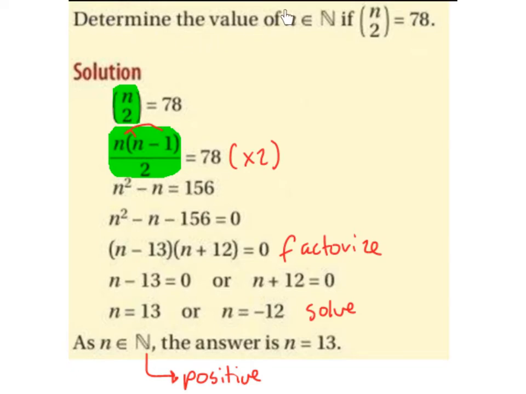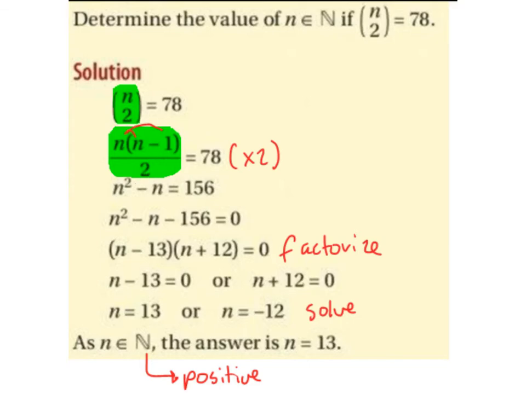Determine the value of n, which is an element of the natural number set, positive whole numbers, if n choose 2 is equal to 78. So we need to figure out what this n value is. So n choose 2 equals 78. We can rewrite n choose 2 as n times n minus 1 all over 2, which is equal to 78. Because remember, we minus 1 each time. n by n is n squared, n by minus 1 is minus n. This is all over 2 equal to 78.